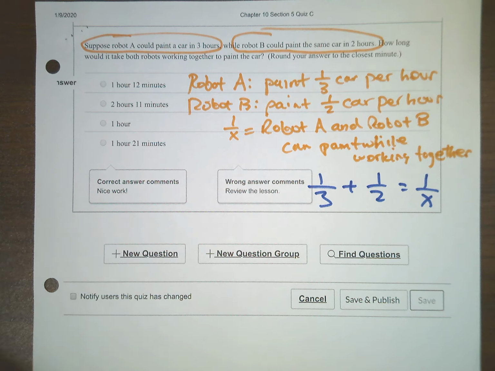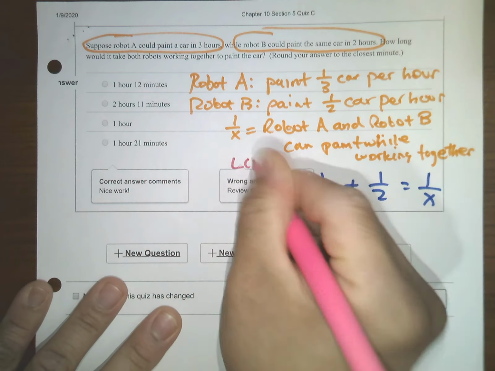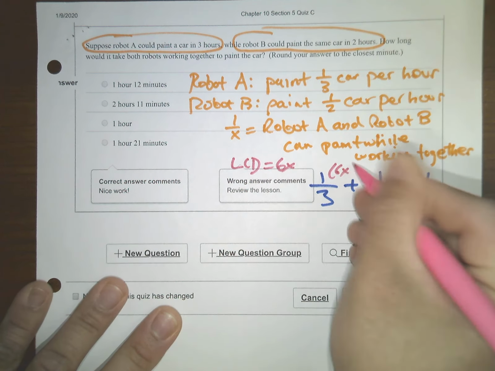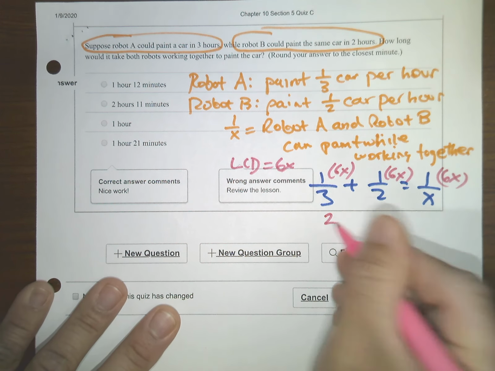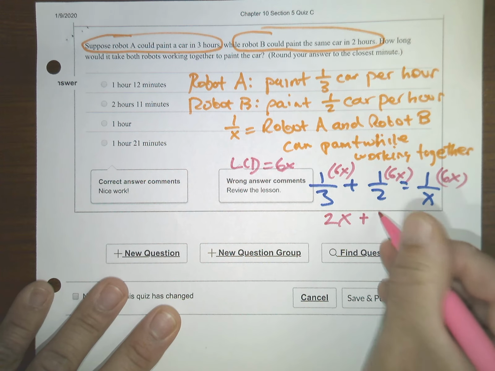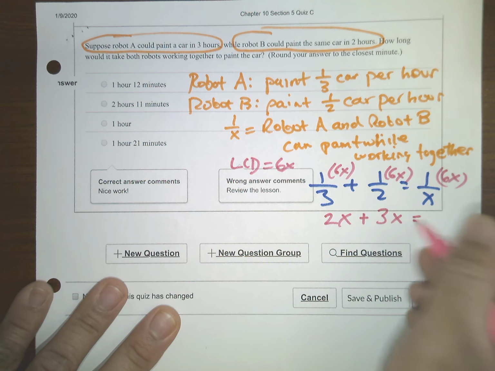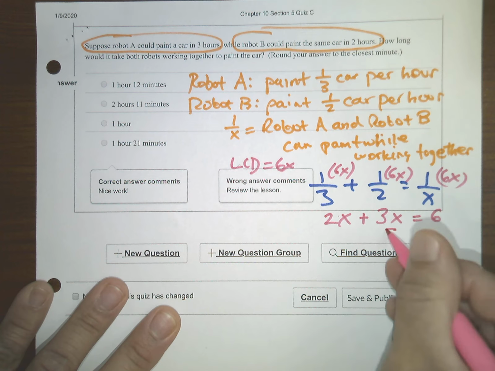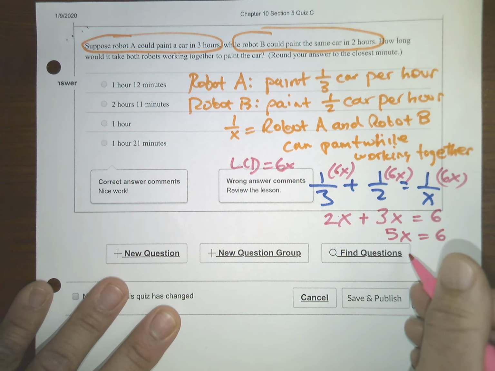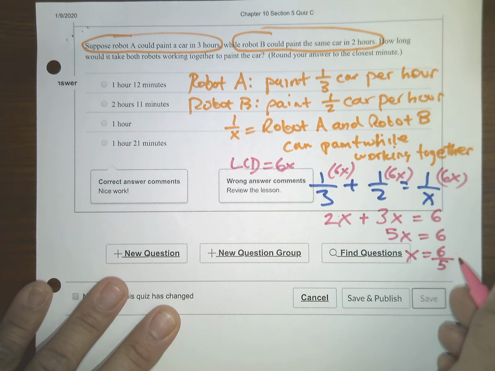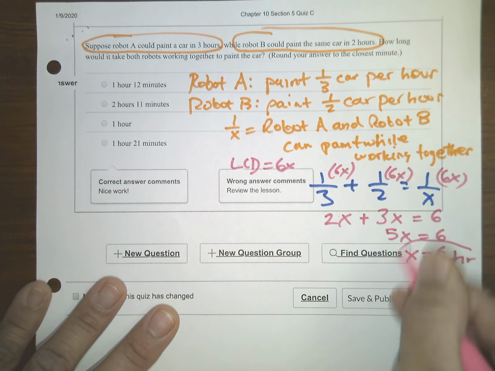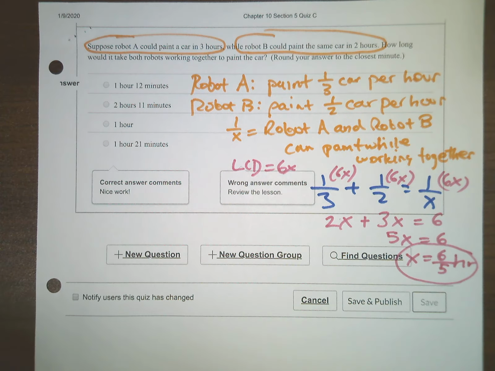We see the LCD is going to be 6x. So 6x/3 is 2x, 6x/2 is 3x, and 6x/x is 6. Then 2x plus 3x is 5x, so 5x is equal to 6. And then divide by 5, so x is 6/5. I wrote 6 over 5, but I think I said divide by 6. It's okay, because we still know that it should be 6 over 5 hours.